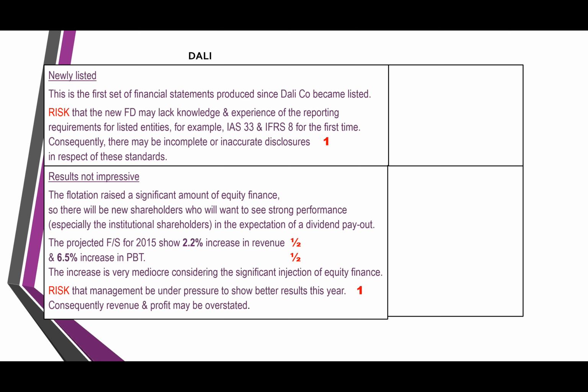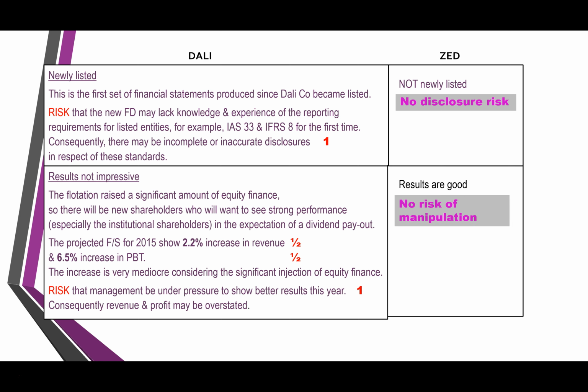So what do we do for Z? Well, we saw earlier that Z is not newly listed, so there is no disclosure risk. The results are very good, so there's no risk of manipulation. I'm hoping that this little video helps you to see that no two questions are alike. Read carefully the details in the question. Identify specific risks. Do not include speculative or imaginary risks.